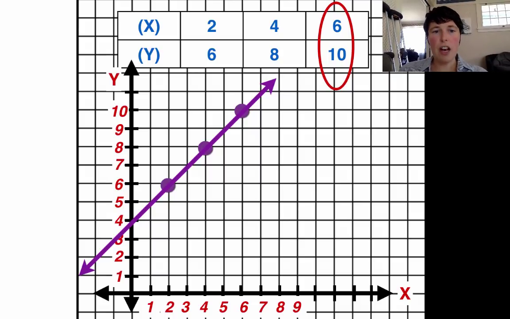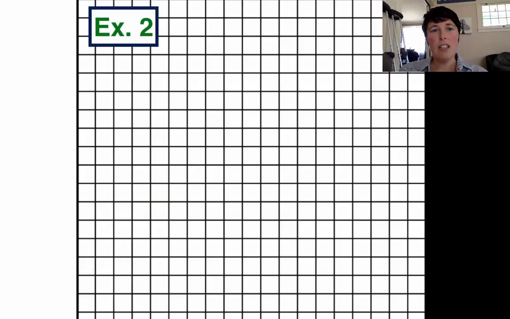Now, what is our job? Our job was not just to graph. Our job was to decide, is this a proportion? That was the main question today. So we're going to come back to that in a minute. Save that graph. Be ready to go back. We're going to write some notes.